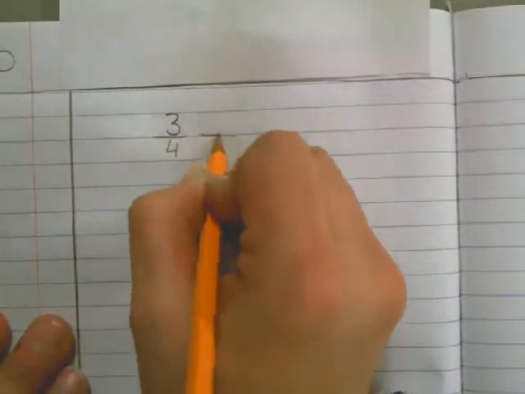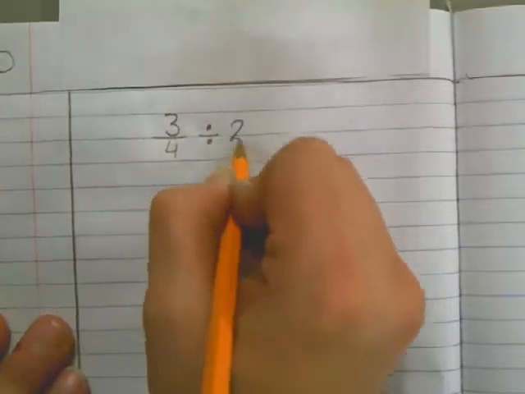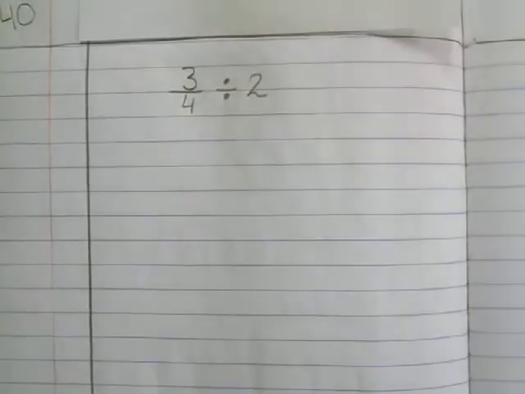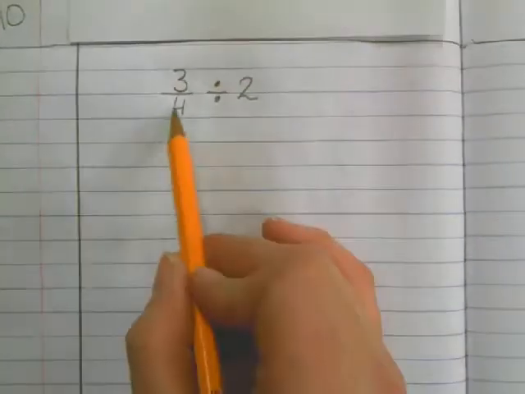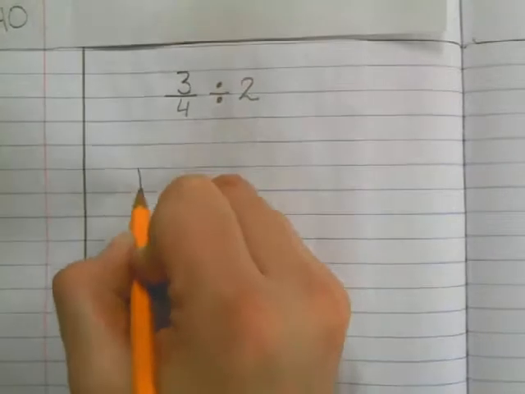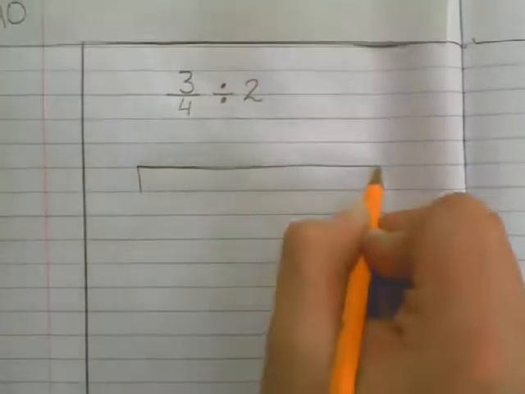So go ahead and flip up your flap. And we're going to try 3/4 divided by 2. 3/4 divided by 2. Okay? So again, step one, no matter what kind of problem you're doing, is always model your dividend. So I'm going to make a nice large bar so that I have plenty of room to divide things up however I need to.